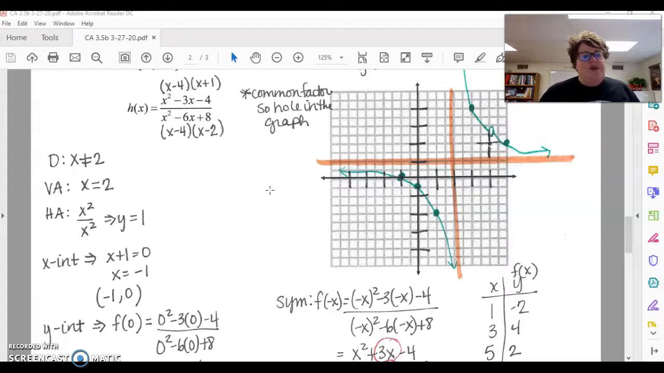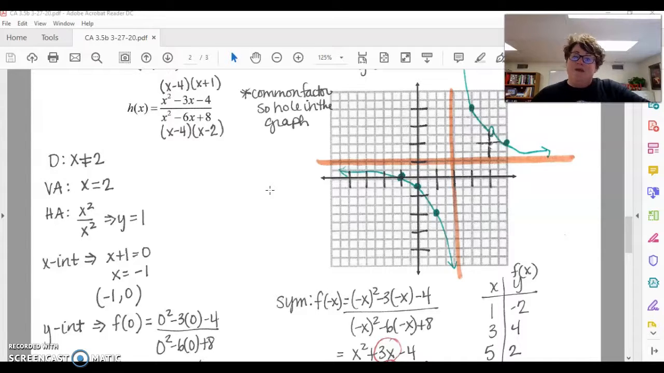When you're finding your domain, your vertical asymptote, and your x-intercept, that common factor you do not use. So for our domain, we're just using the x minus 2 to find that x cannot be 2. For my vertical asymptote, x is equal to 2. So that's my vertical asymptote. My horizontal asymptote, again, I'm comparing top and bottom exponents, so y equals 1, because we're taking the leading coefficients because they're the same.